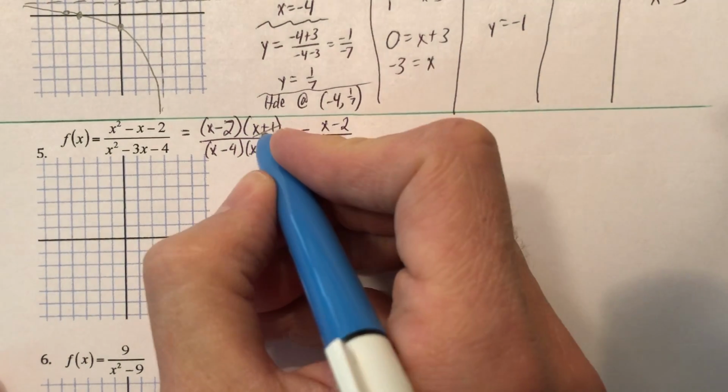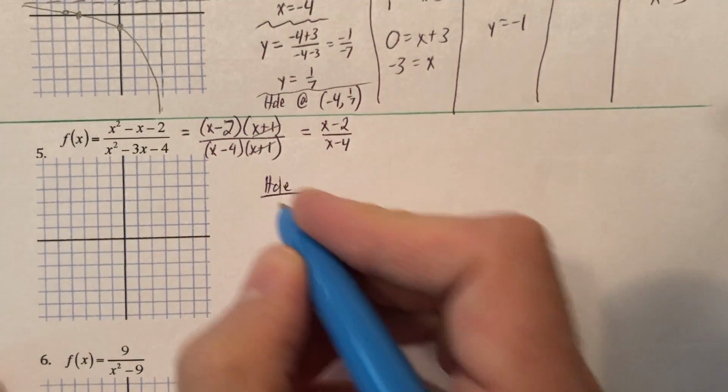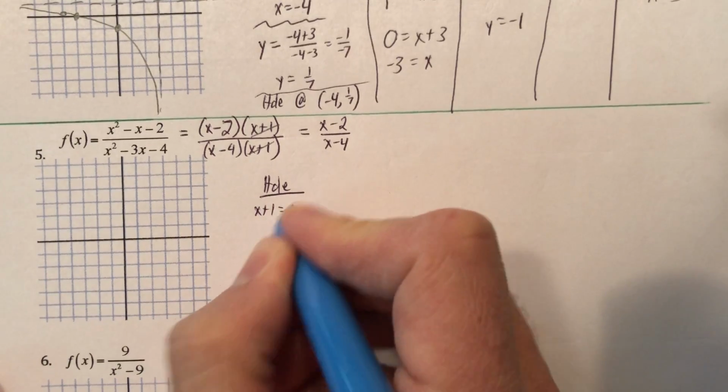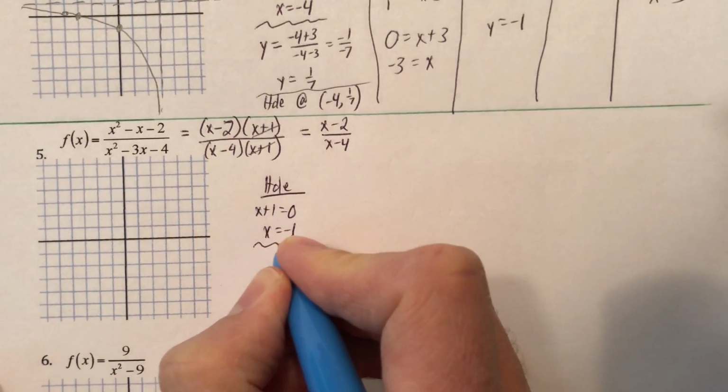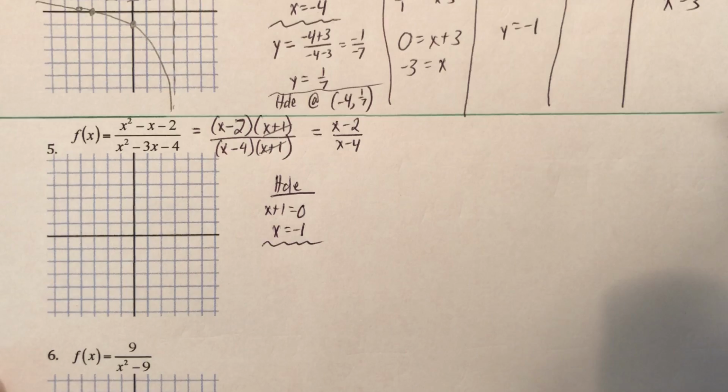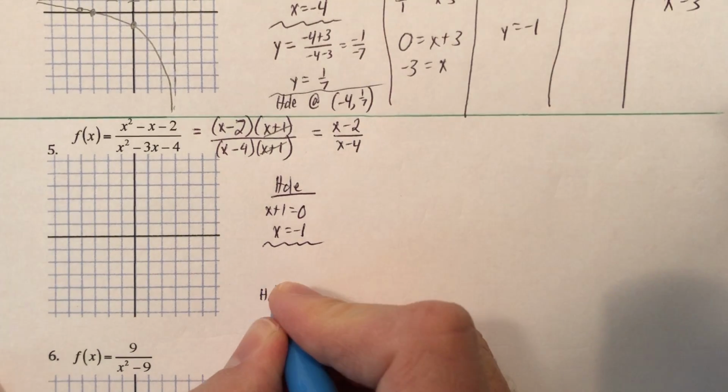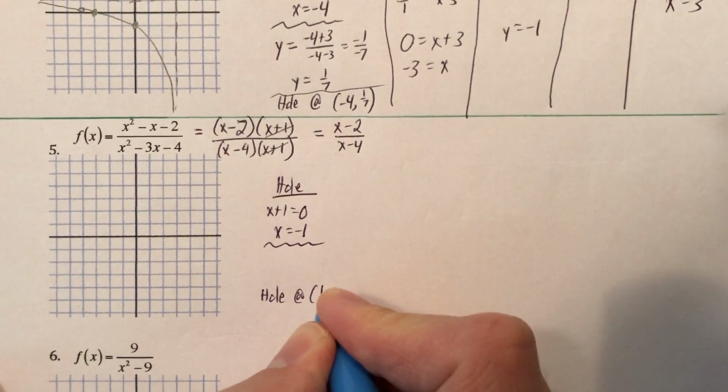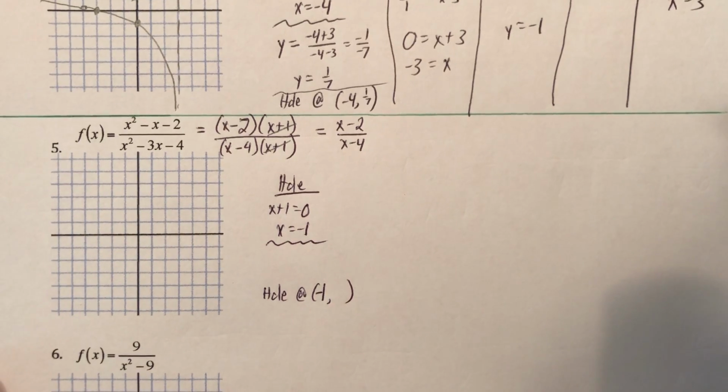So there's a hole in the graph at x plus 1 equals 0. So in other words, x plus 1 equals 0, so x equals negative 1. I don't just want that. I really want to know the coordinate. My final answer is going to tell me there's a hole at negative 1 comma something. I need to know what that something is.